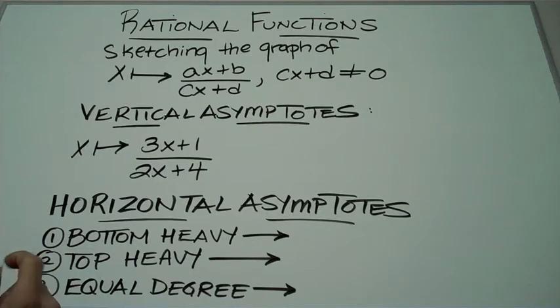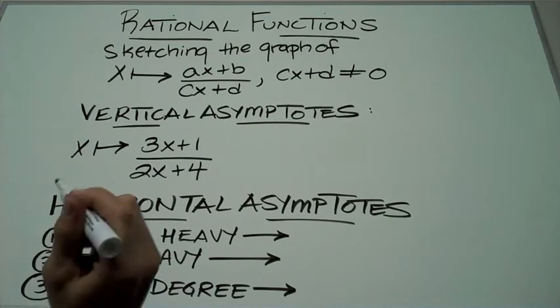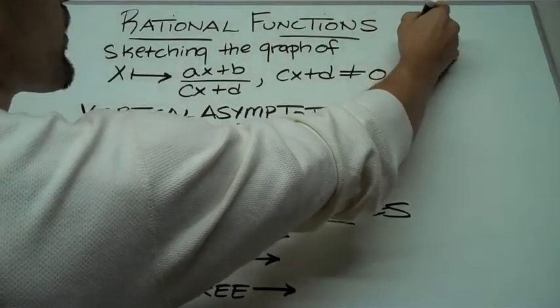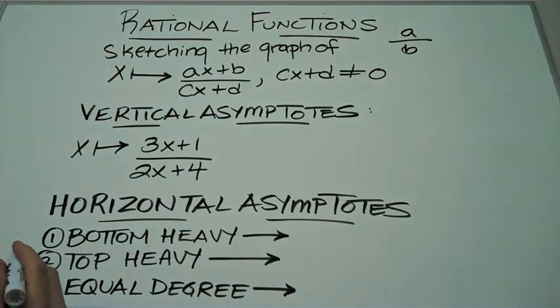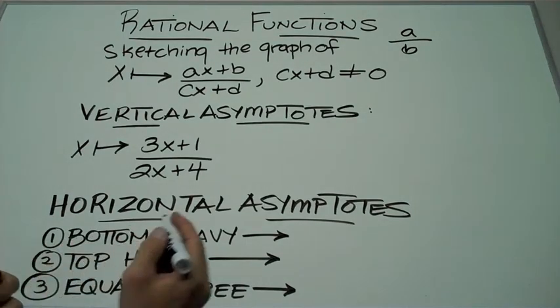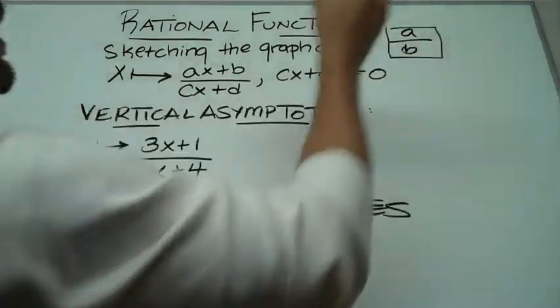Let's now talk about graphing rational functions. What is a rational function? Well, remember what a rational number is. Any number of the form a over b, where both a and b are elements of the integers and b doesn't equal 0. That's what a rational number is.